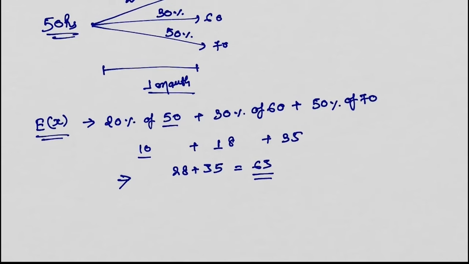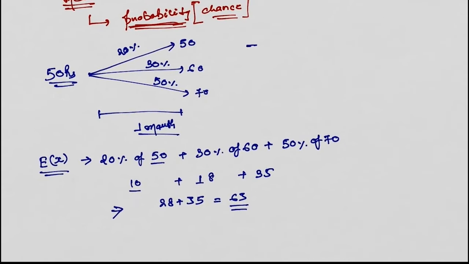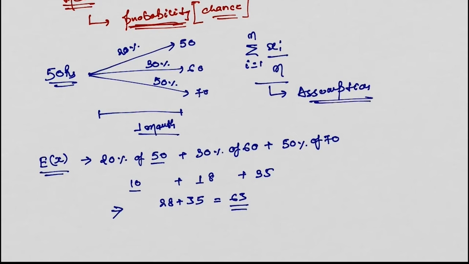Now this formula and the formula of summation of xi, i is equal to 1 to n, are not different. They are identical. Only this formula has one assumption. The assumption is that the probability of every entity happening is equal.